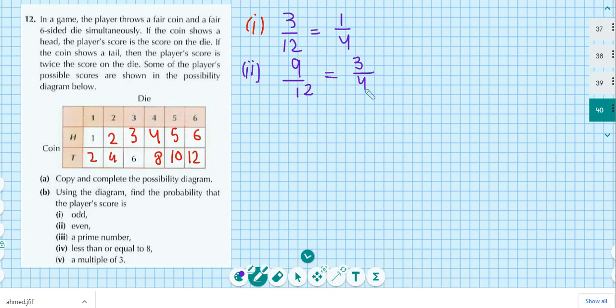Third part, a prime number. Prime numbers are 2, 3, 5, and another 2. So there are 4 prime numbers, 4 over 12. So the answer will be 1 by 3.